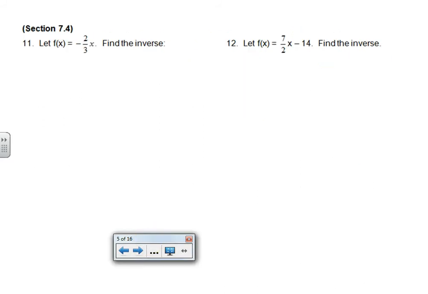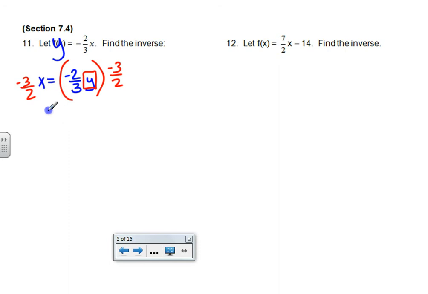The next section is 7.4, which is finding inverses. Remember, f of x is just function notation. It really just means y, and the first step in finding the inverse is to go ahead and switch where the x and y are located in the problem. Now, as always, you need your functions to be in y equals form, so if I needed to solve for y, I could simply multiply by the reciprocal on both sides. And I'm going to flip this around real quick. It's y equals negative 3 over 2 x.